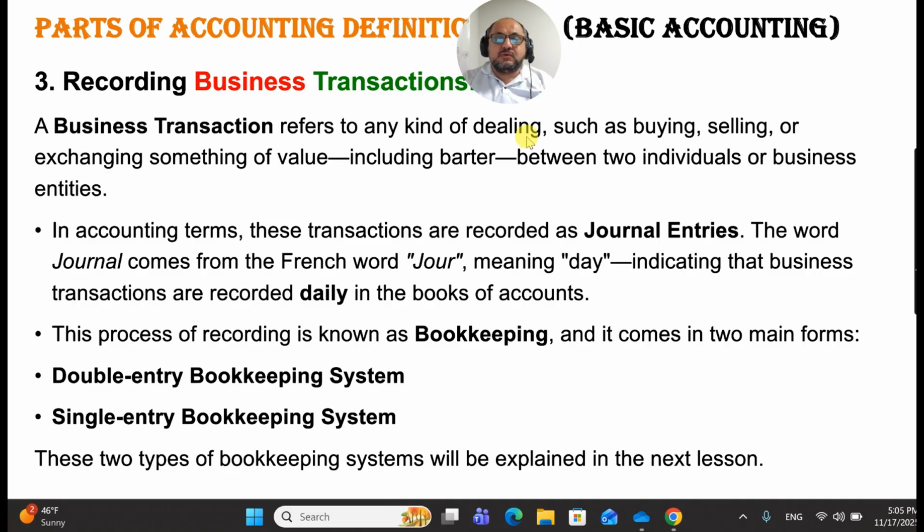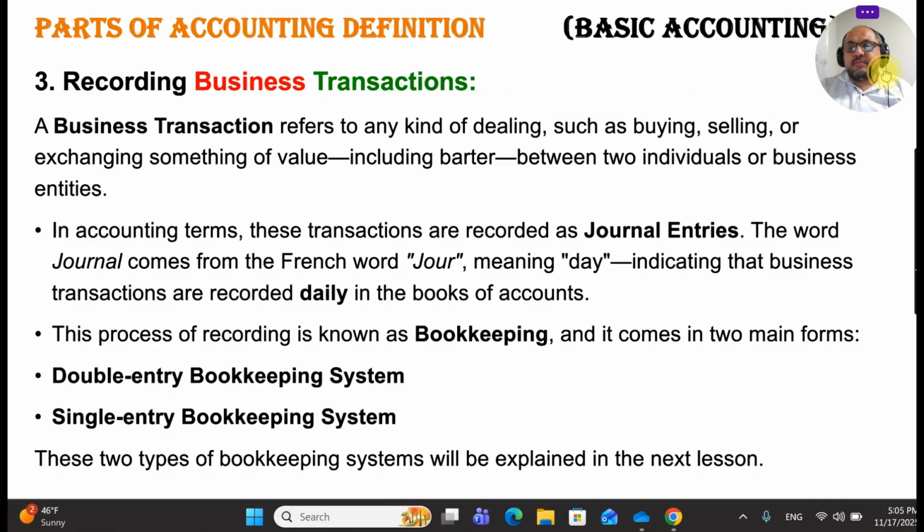Today I'm going to teach you the third part of the parts of accounting, which is recording business transactions. This is a very important topic and give your full attention to it. If you learn this, I guarantee you will be able to solve your example question in 10 or 12 minutes, no more than 15 minutes, instead of 20 minutes. You will save 5 minutes.